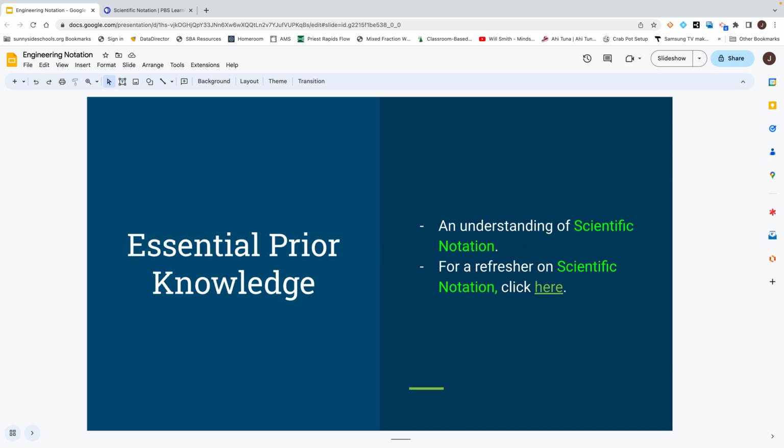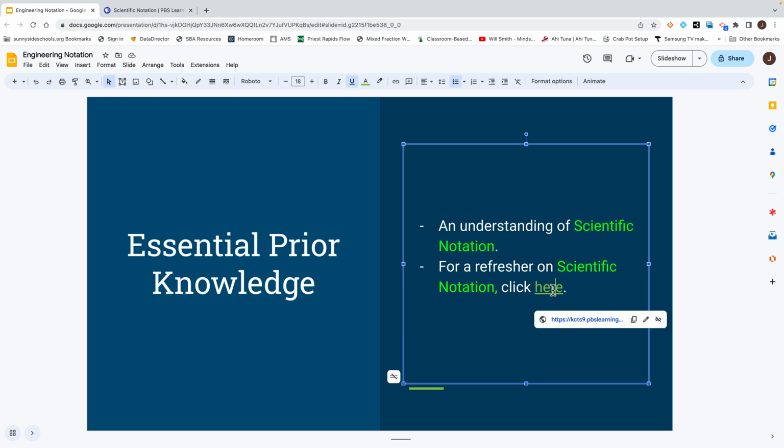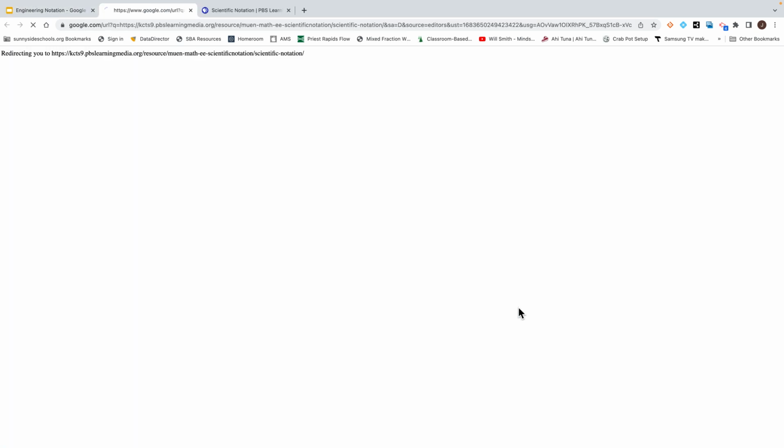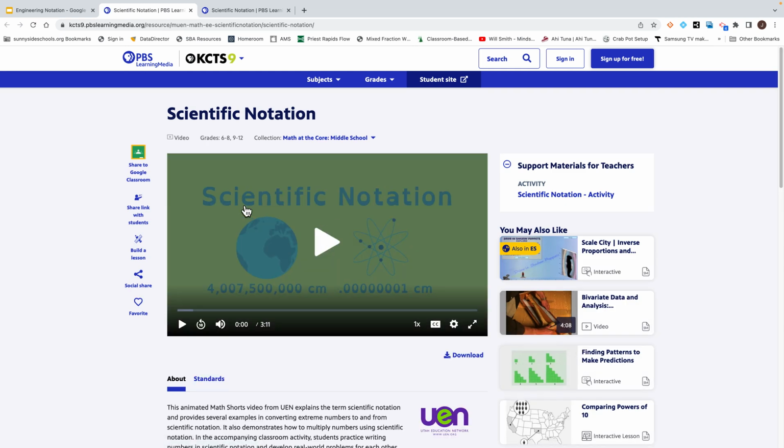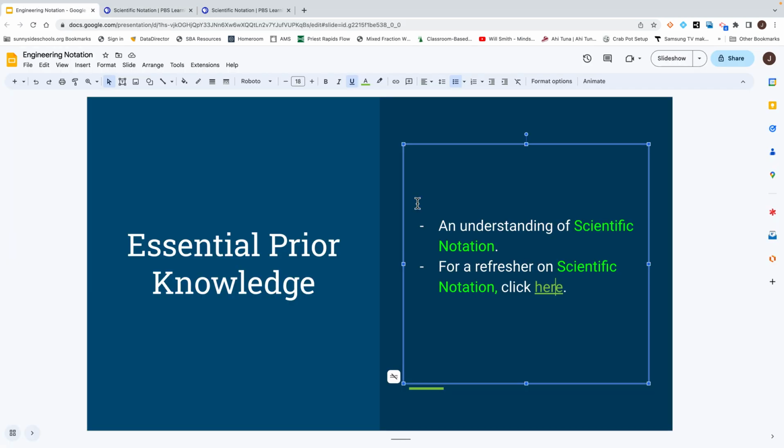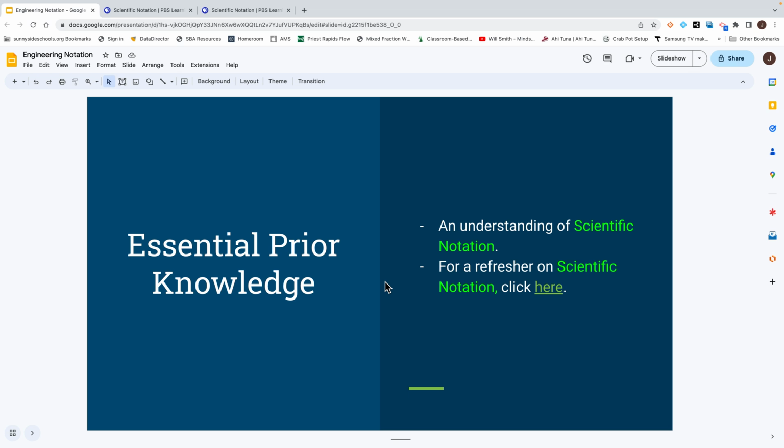And so, essential prior knowledge for today's lesson: you should have already had a lesson on scientific notation prior to this, but in case you missed it, or if you need a little bit of a refresher, I have included a video link here for you to get a refresher on scientific notation so you can be prepared for today's lesson if that's something that you need.